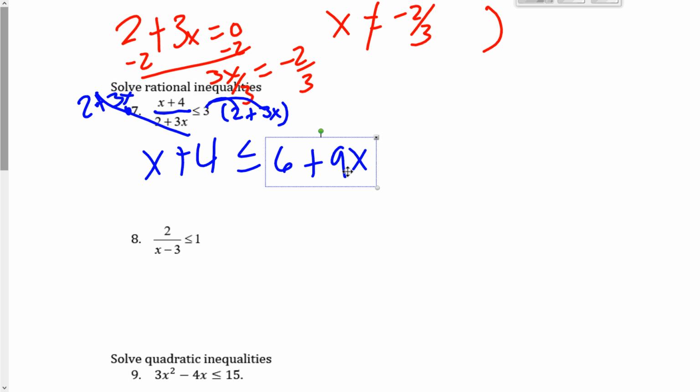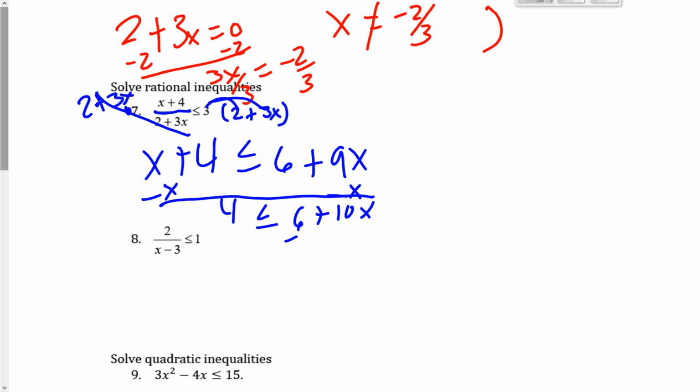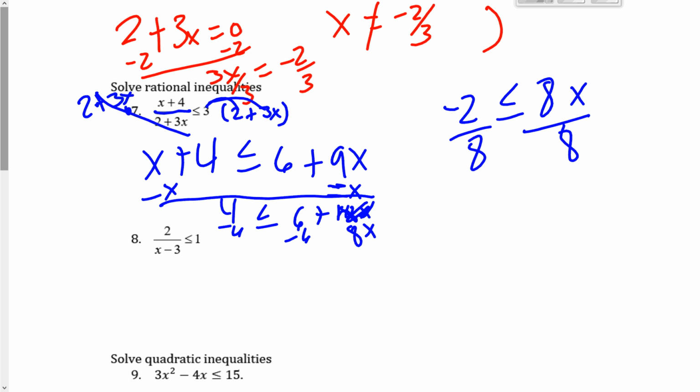Then solve for x, all right? I'm going to move this one over here. I like to have positive x's. So we have 4 is less than or equal to 6 plus 10x, minus 6, minus 6. So we have negative 2 is less than or equal to 10x. Oh, well, maybe I should subtract, right? Because 9 minus x, I drew a line over my negative, so I couldn't see this negative right here, is not 10x. It would be 8x. So let's fix that. Okay, 8x, so then I divide by 8 on both sides, and look, I get x is greater than or equal to negative 1/4.